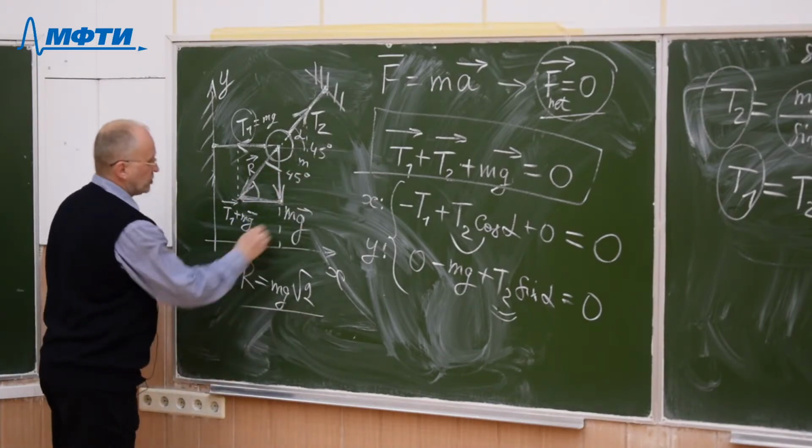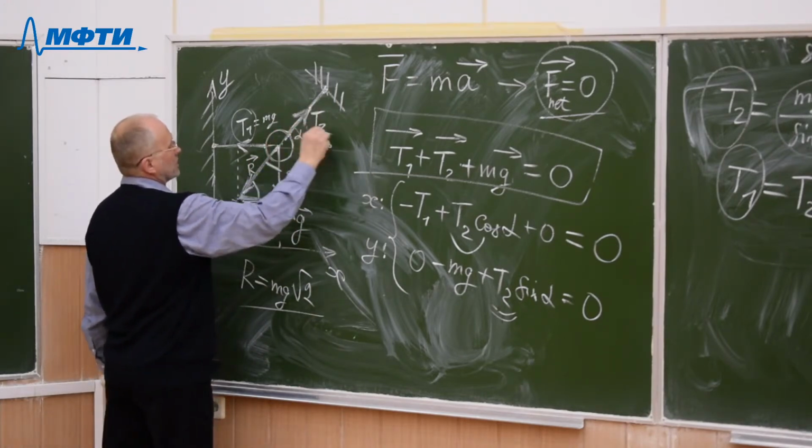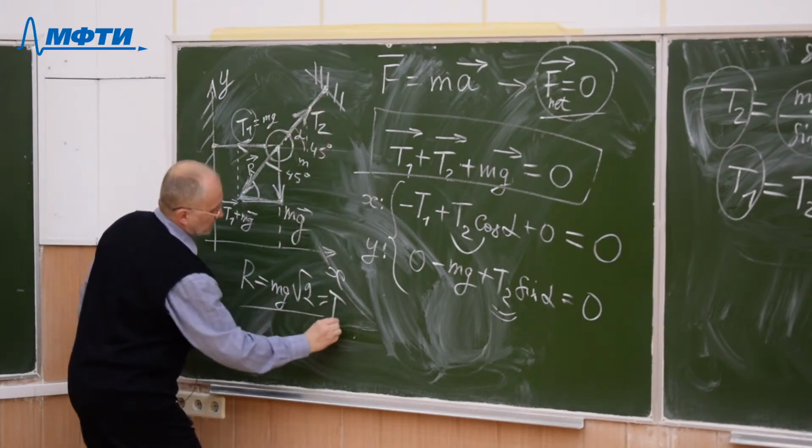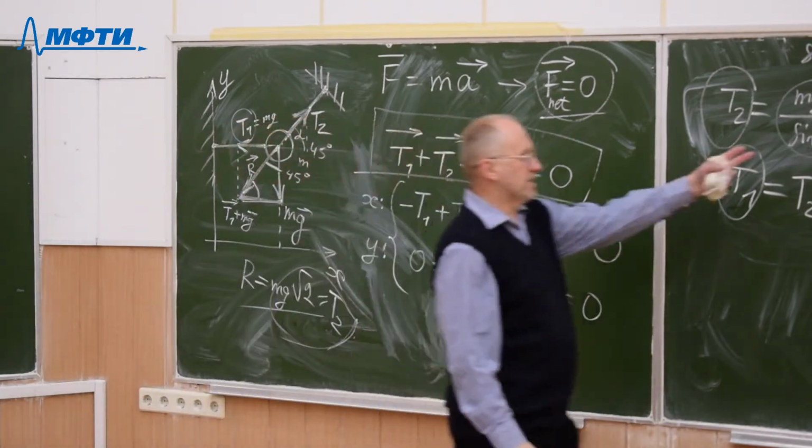So geometrically we have found this vector, and it must be equal to this one. So this is T2. And the answer must be the same as before.